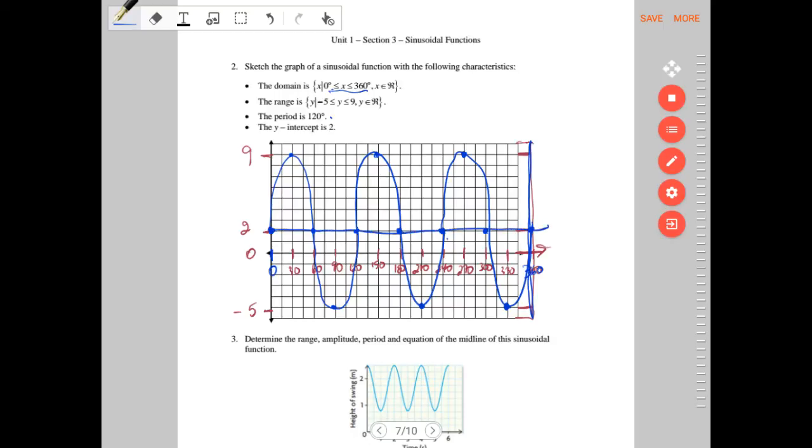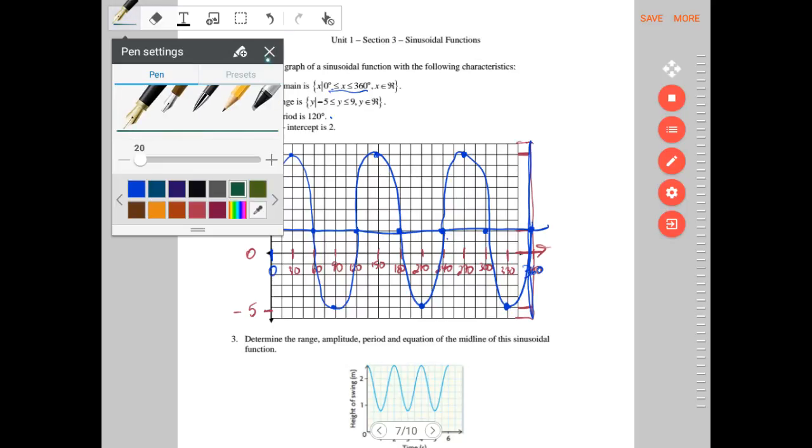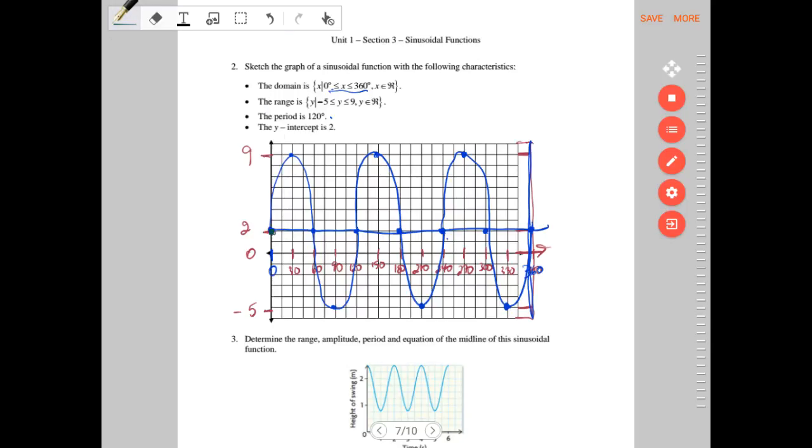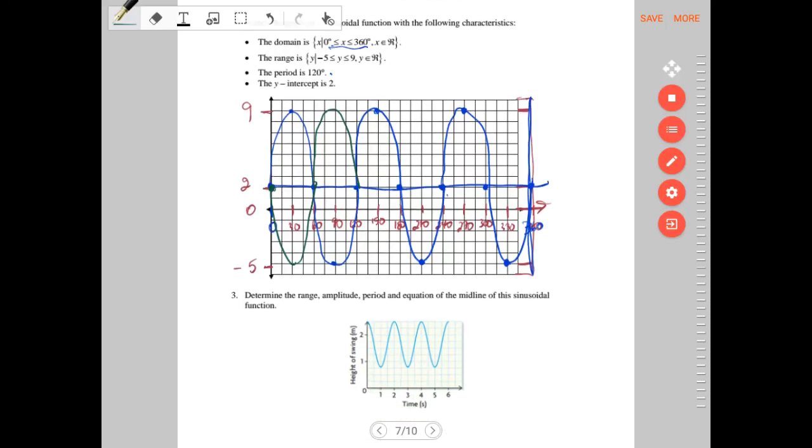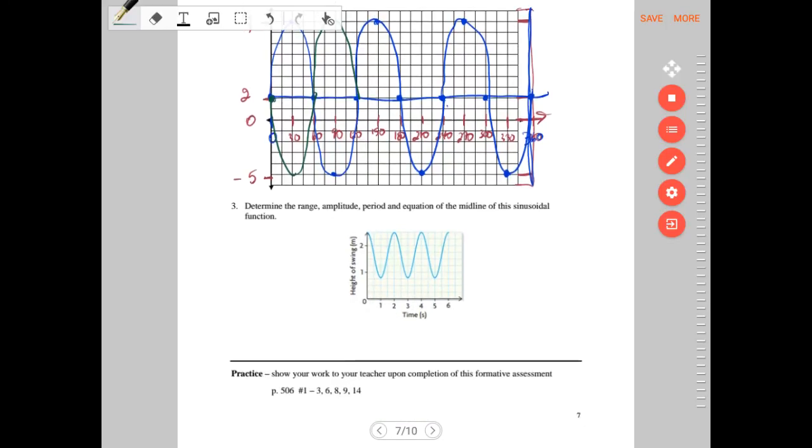Okay, now this isn't the only graph I could have drawn for this particular set of instructions. We could actually have started on the y value of 2 and gone downward instead of going upward to start with. So it would just look like it had been flipped over the midline. Okay, so again, there's more than one answer to some of these questions.